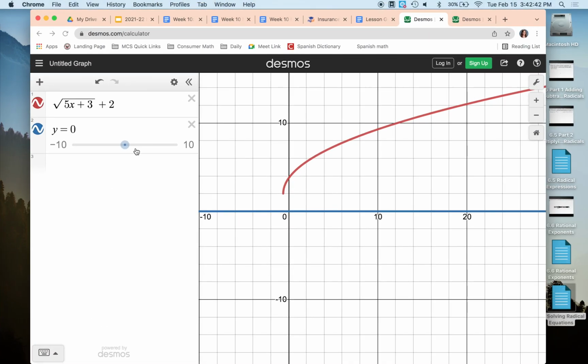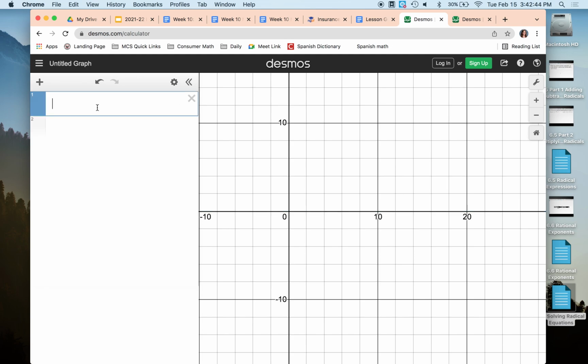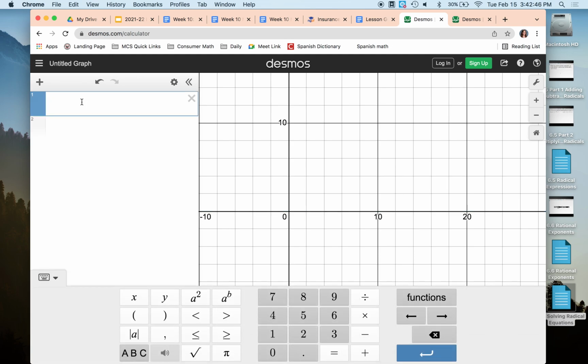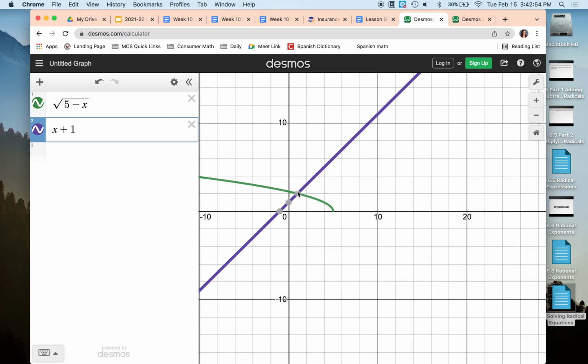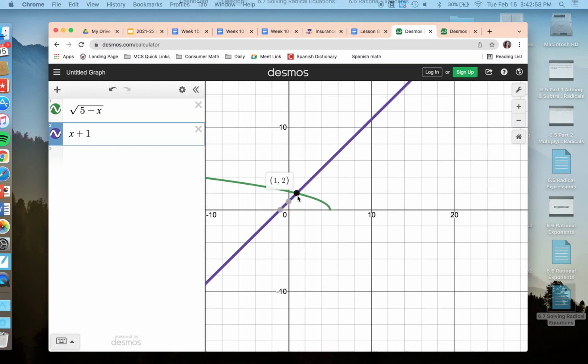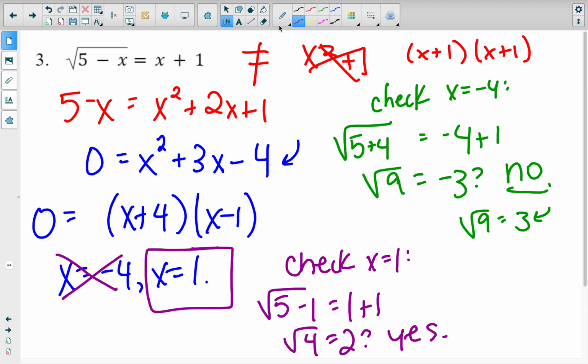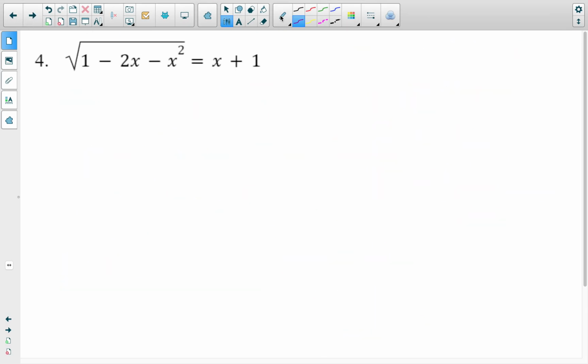Let's take a look at these graphs just for fun. All right, we want the square root of 5 minus x. Where is that equal to x plus 1? Where do those two functions intersect? And look at that, it's at the point x equals 1, which is exactly what we got. All right, pause the video, see what you can do with this.